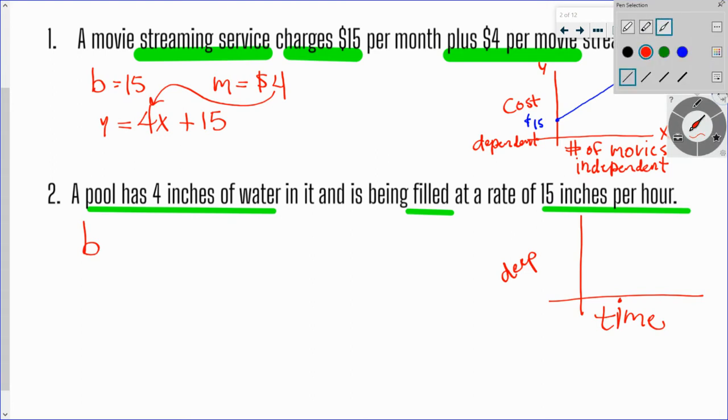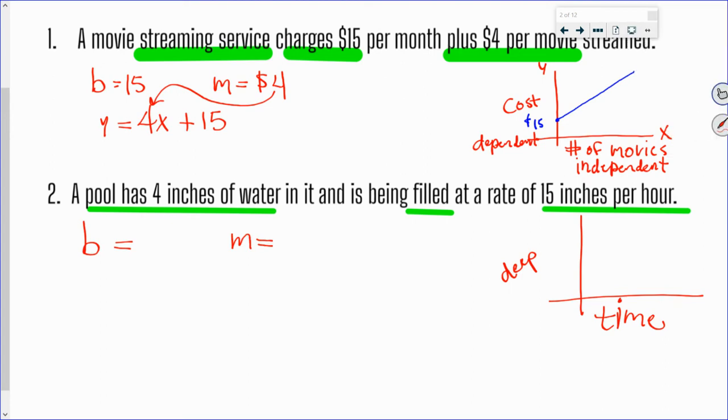Almost jumped ahead of us. I need to determine what is the y-intercept and what is my constant rate of change, or what I'll often call the slope. So, what you got, buddy? Constant rate of change 15. Yes. Your y-intercept is 4. Yes. Constant rate of change 15, y-intercept is 4.